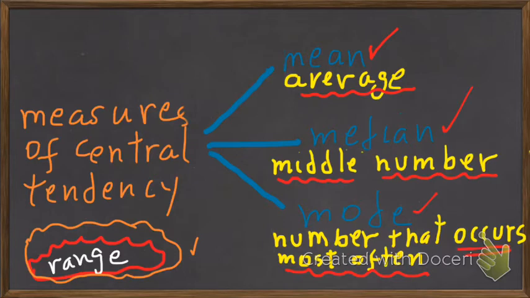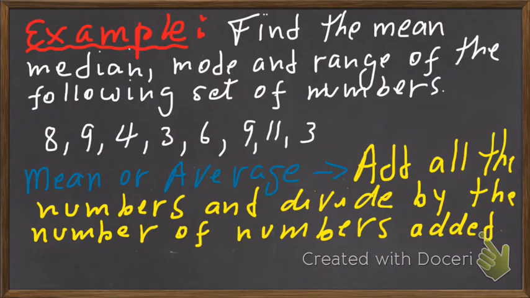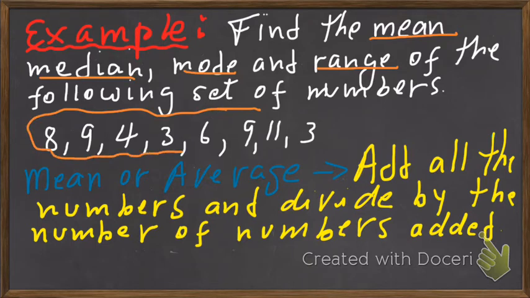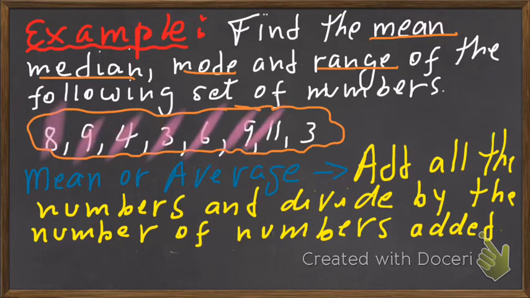Okay, so we're going to give you an example to explain that. It says find the mean, median, mode, and range of this set of numbers. So how many numbers do I have there, Mr. Benjamin? Let's count them off. I have 1, 2, 3, 4, 5, 6, 7, 8. 8. Perfect. 8 numbers.